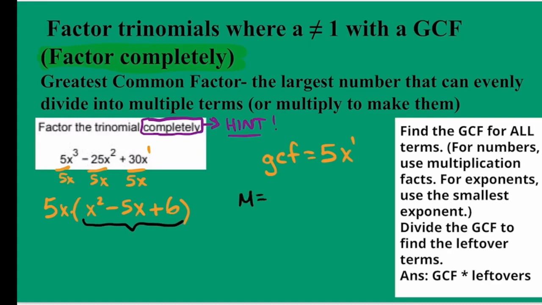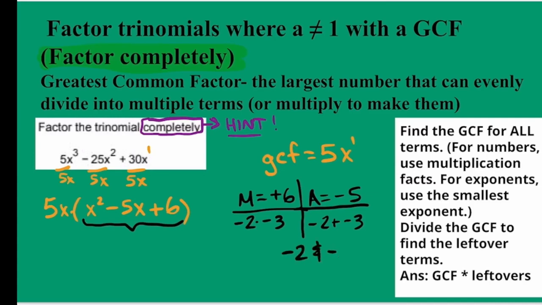So multiply to give you positive 6, add to give you negative 5. Don't get these wrong. Use a calculator or not, but you should be able to get these. Negative 2 times negative 3 is positive 6. Negative 2 plus negative 3 is negative 5. So those are the numbers we're going to use. Negative 2 and negative 3.